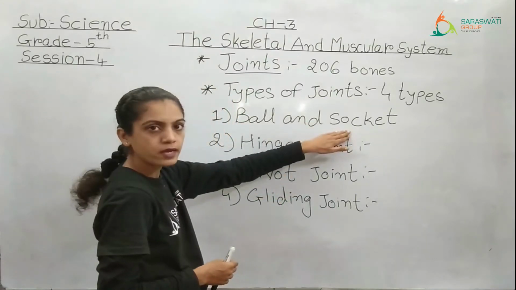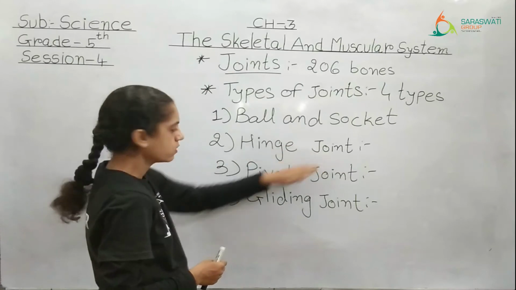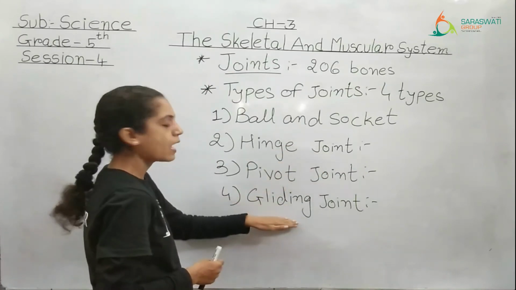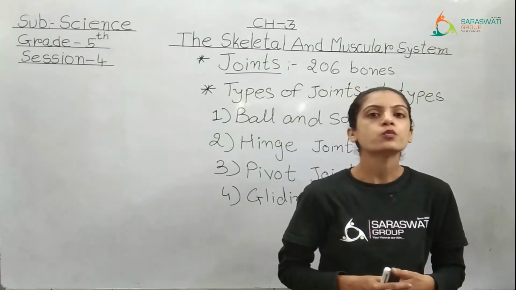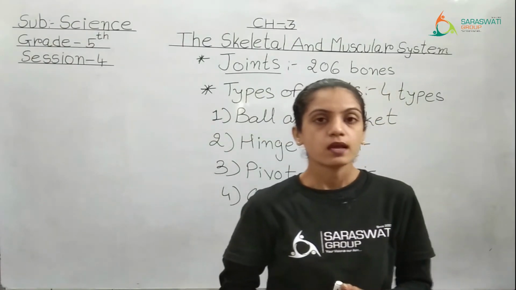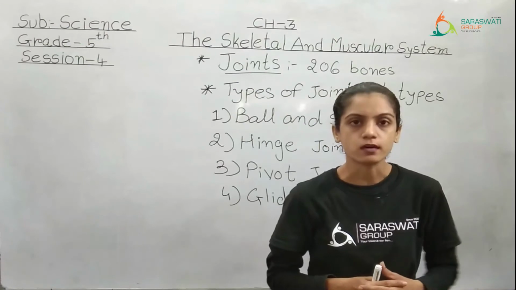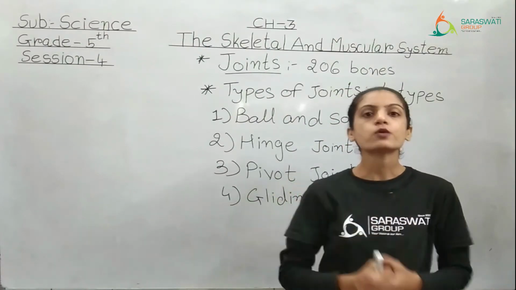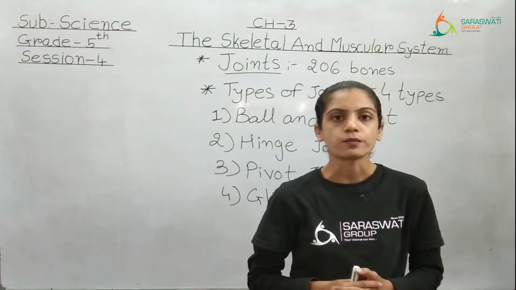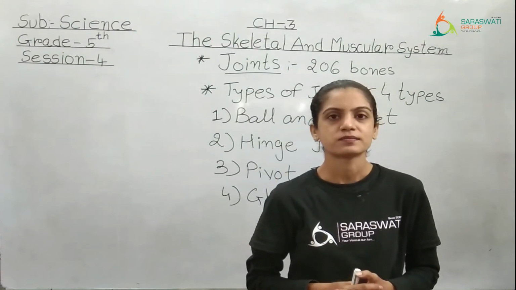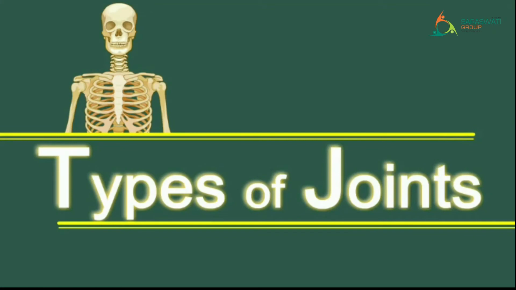Ball and socket, hinge joint, pivot joint and the gliding joint. These all four types are considered as movable joints, right? I hope you have understood till here. Now, related to types of joints, we are going to see one small video. So let's start it. Types of joints.